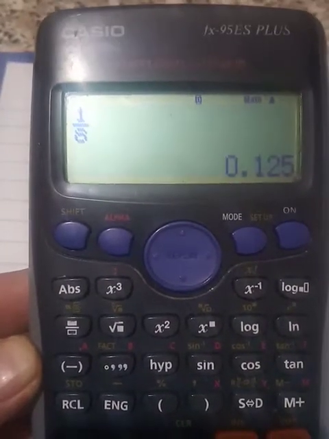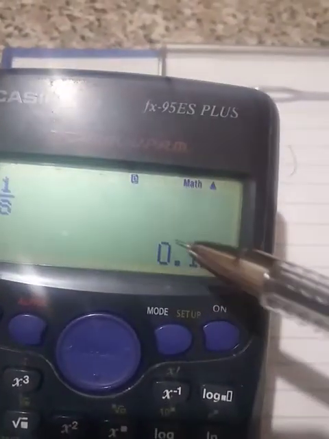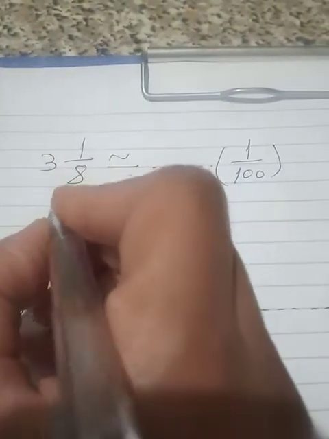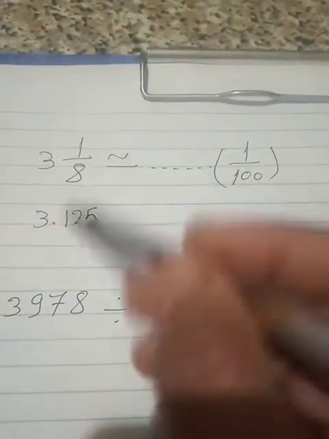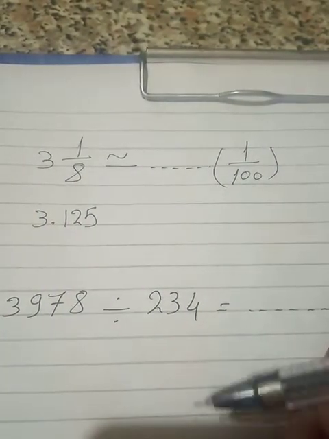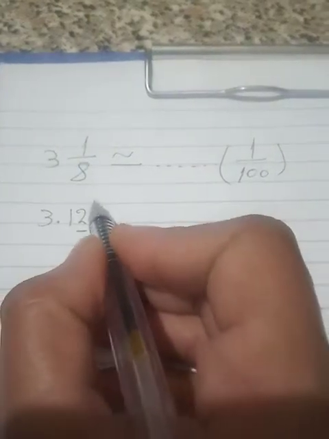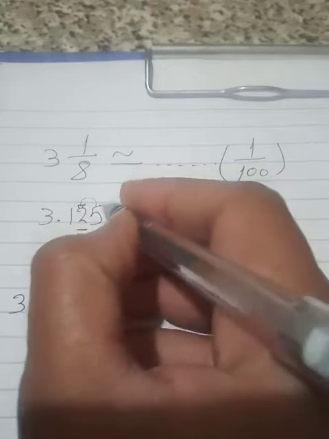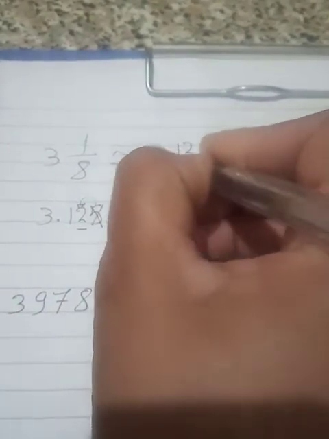Now primary, I will put 3 here in the whole part instead of 0. Now this will be 3.125. Now we can approximate this number. To the nearest hundredths, 2 is in the hundredths place, and 5 is reached. Add 1 more to the 2. 2 will be 3 and 5 will be 0. Now the number will be 3.13.